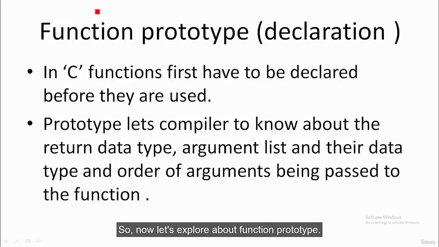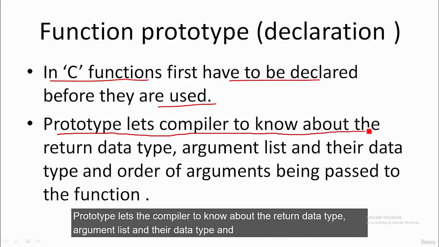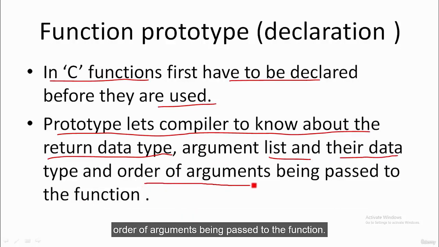So now let's explore function prototype. In C, functions first have to be declared before they are used. A prototype lets the compiler know about the return data type, the argument list, their data types, and the order of arguments being passed to the function.